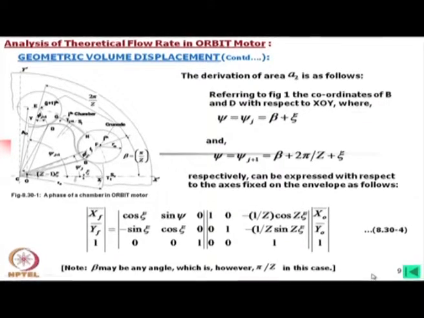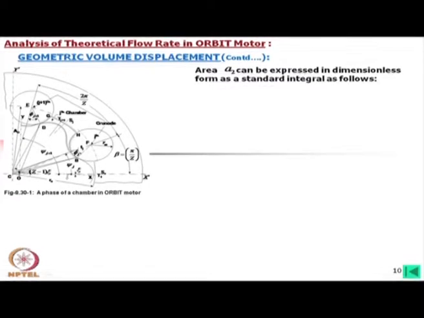Next, here I have mentioned this beta may be pi by z or any other angle, only we have to take care of the proper geometry. Now, next we will express the A2 in the non-dimensional form. Now, from this epitrochoidal geometry, it can be shown that this integration will give us this area A2. If we would like to find out this area, then knowing these coordinates of these two, we can differentiate like this.